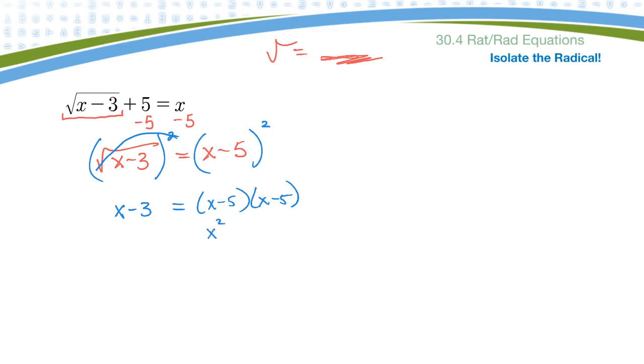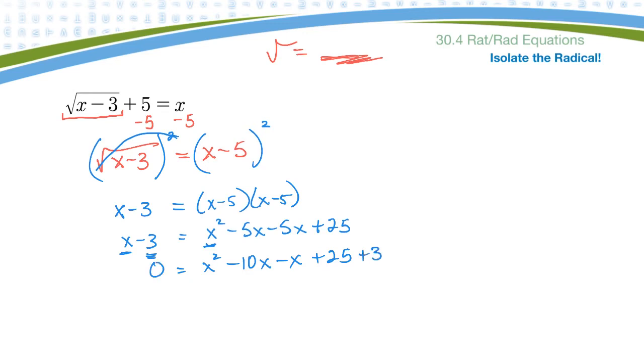So it'll be x squared minus 5x minus another 5x plus 25 is equal to x minus 3. I've got a quadratic, so I'm going to bring everything to the right side, and then hopefully I can factor things. So I've got x squared. This will be minus 10x. If I bring this over, it'll be another minus x. Then I have a plus 25. If I bring this over, it'll be a plus 3. So now I'll have 0 is equal to x squared minus 11x plus 28.